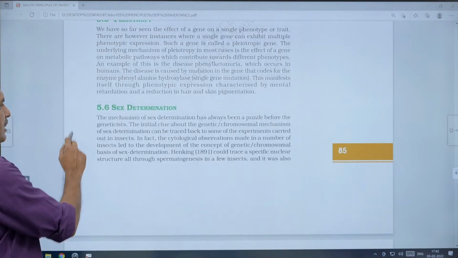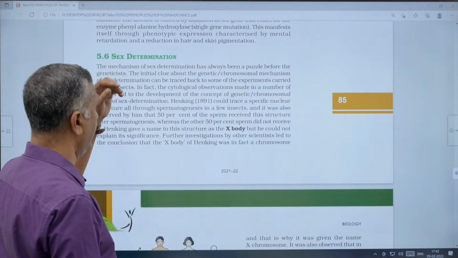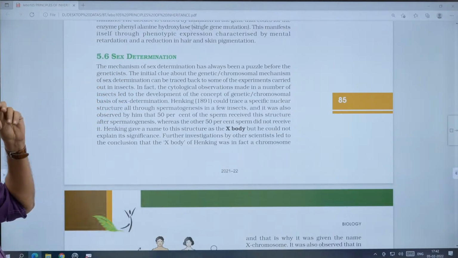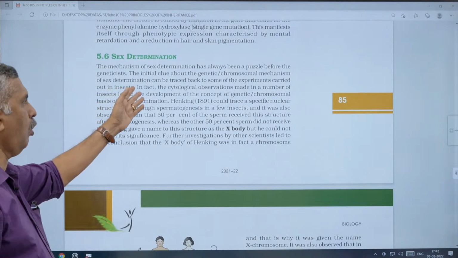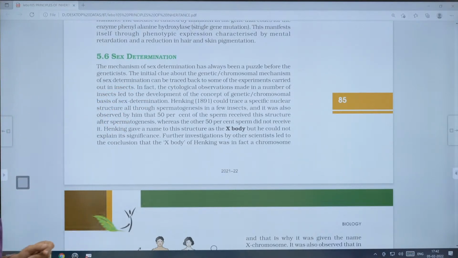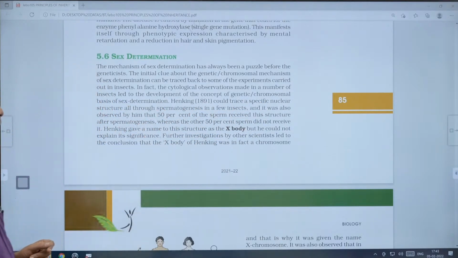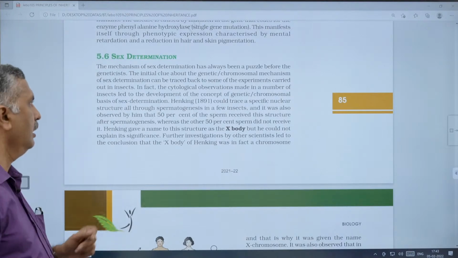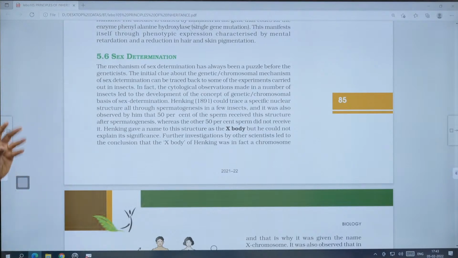The next one is sex determination. Next heading. The mechanism of sex determination is also a great puzzle for geneticists. It was studied through some cytological observations by scientists in insects, who studied the chromosomal, or genetic, basis of sex determination in some insects.